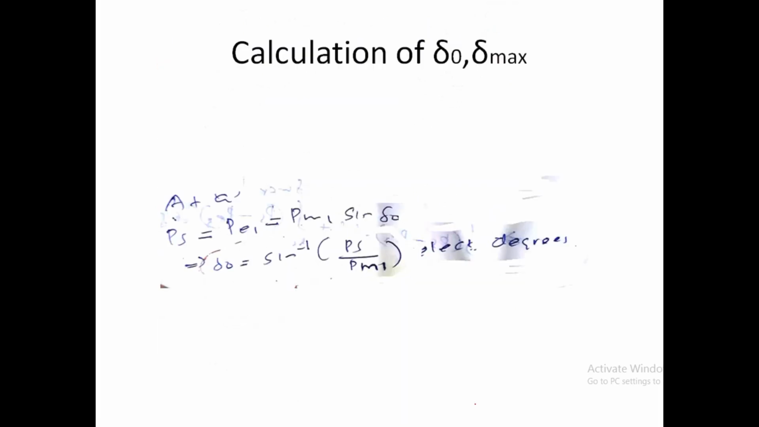You should remember that if we are writing an angle alone, it should be in radians, but if we are writing an angle with cos or sine, it should be in degrees. Now to find delta 0 at A, at that condition PS equals PE1, equal to PM1 sin delta 0, and delta 0 can be obtained as sine inverse of PS by PM1. Now to find delta max, again at the delta max condition at E, you can see in that picture that these two powers are again equal. PS equals PE3, which is equal to PM3 sin delta max, and delta max will be equal to sine inverse of PS by PM3.